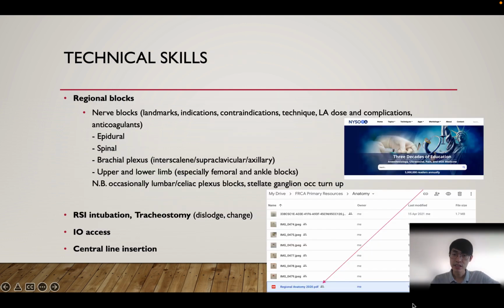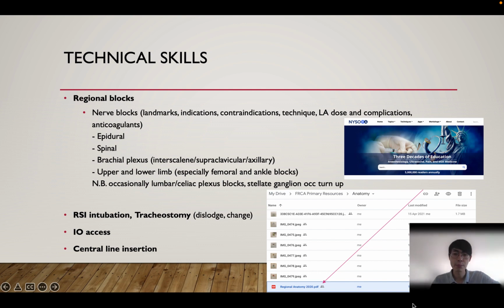For the technical skill station, you will get asked to perform a procedure on a dummy. Apart from the commonest regional blocks, you could come across RSI intubation, changing a tracheostomy, putting in an intraosseous cannula or central line. Spinal, epidural, brachial plexus block, femoral, and ankle blocks commonly appear in the exam.